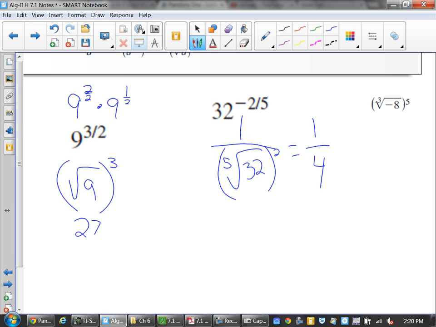Calculator. All right. And then lastly, the cube root of -8. What are three numbers that you multiply together to get -8? -2. What's -2 to the 5th power then? Negative 32. There you go.